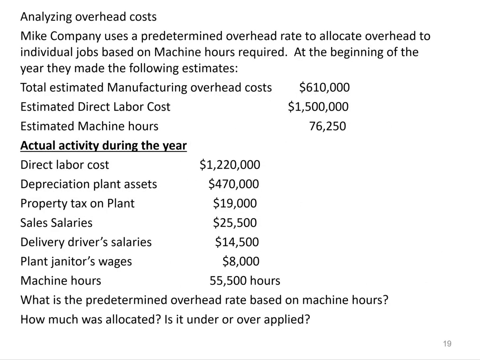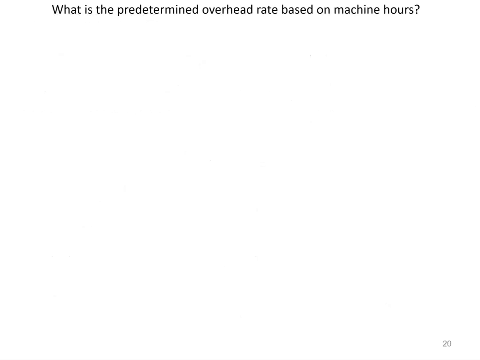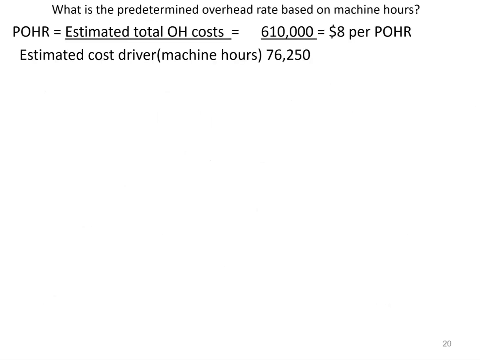They have their estimate for their direct labor. They have the estimate for their machine hours. And now we have their activity during the year. Let's take a look at what's their overhead rate, how much was applied, and are we under or over? So what is the predetermined overhead rate? Again, we're going to take the estimated total overhead cost divided by the estimated cost driver, which is machine hours. So we have $8 an hour.